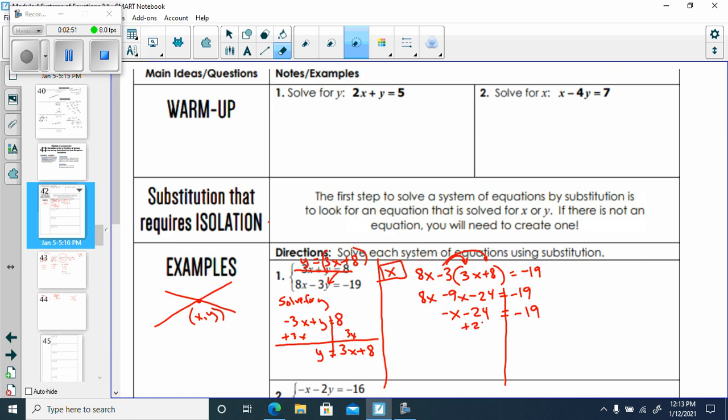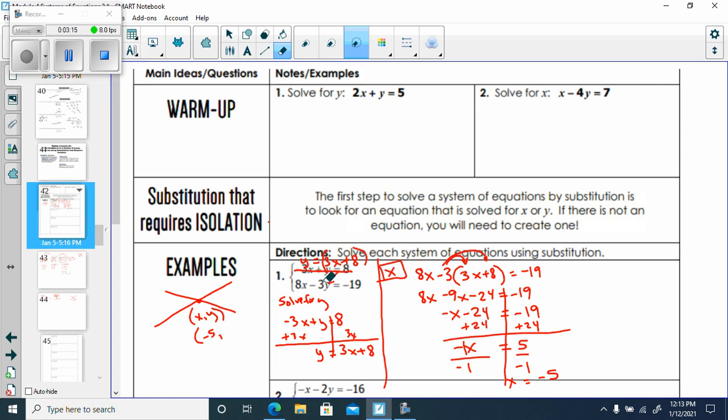Let's add 24 to both sides. Negative x is equal to 5. I don't want negative x. It's the same as negative 1x. I want positive x. So let's divide both sides by negative 1. And my x is equal to negative 5. So the x is negative 5.